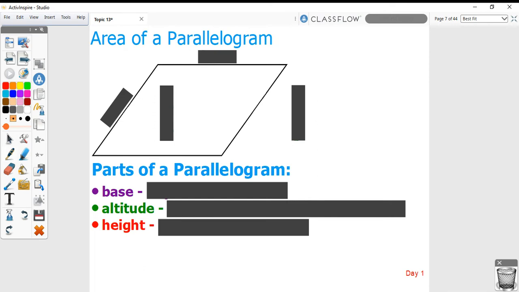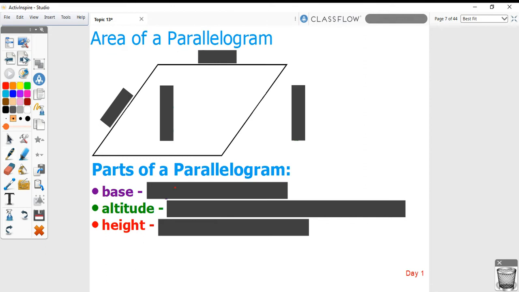Come around now to the next page where we talk about the area of a parallelogram. First I want to talk about some parts of the parallelogram. When we talk about these things on a triangle, we use base and height. Well, when we talk about the area of a parallelogram, we're also going to be talking about the base and height, but it's not necessarily the same thing.